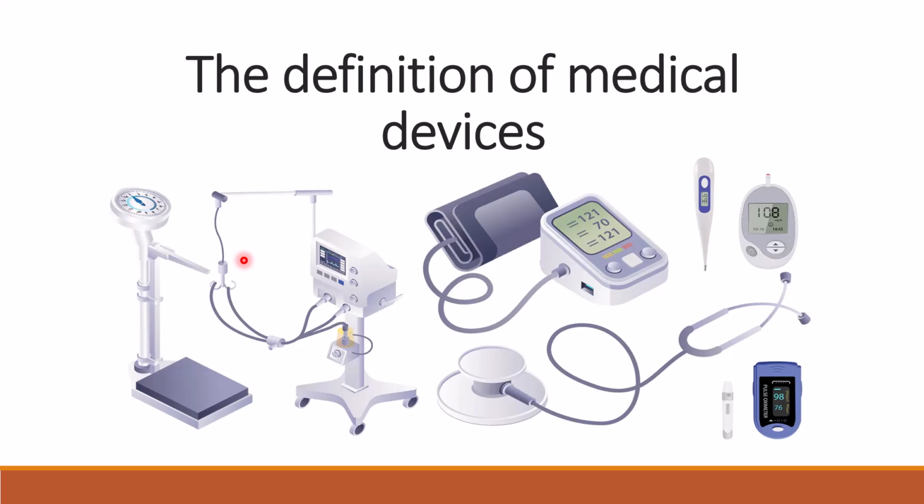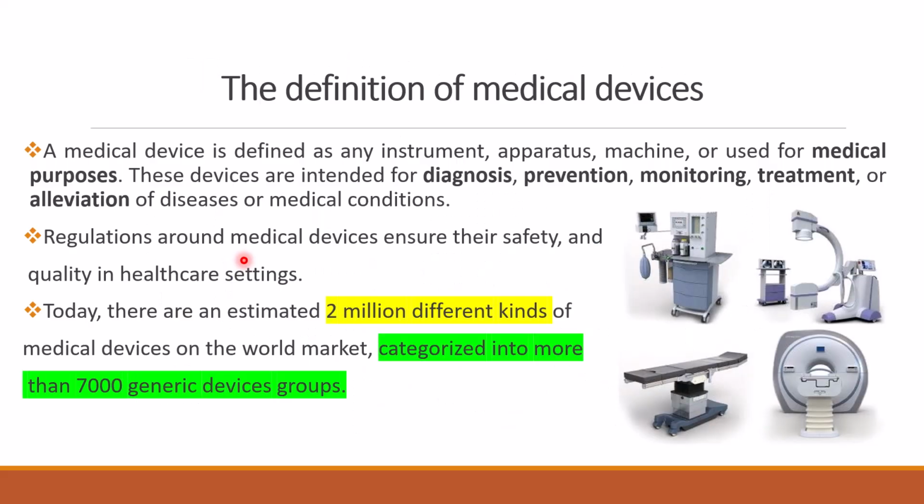The medical device is the same thing, but here we are going to talk about the human being. We are going to talk about medical things, so we need something really serious for those devices. A medical device is defined as an instrument, apparatus, or machine used for medical purposes. So it's a machine used for medical things. These devices are intended for diagnosis, prevention, monitoring, treatment, or alleviation of disease or medical conditions. So these are devices used in the medical field, used for the human body, used for the patients.